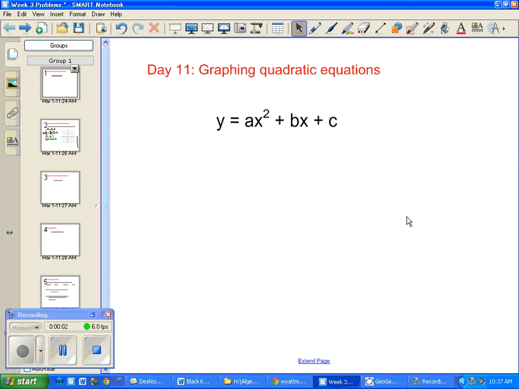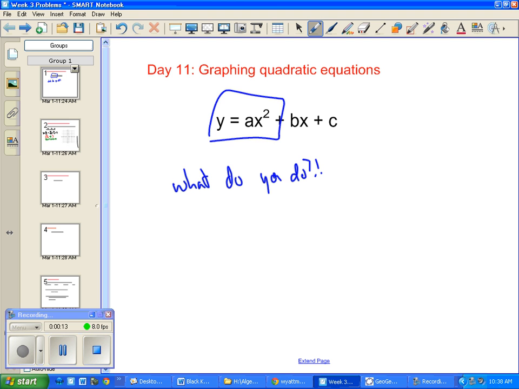So today we're going to look at graphing quadratic equations. The standard form is y equals ax squared plus bx plus c, and specifically today we're going to be looking at the ax squared term. That's the one I really am interested in right now.